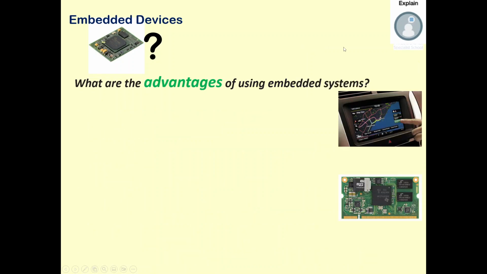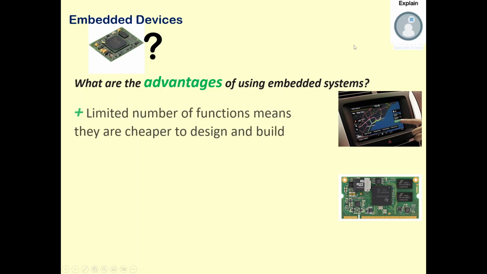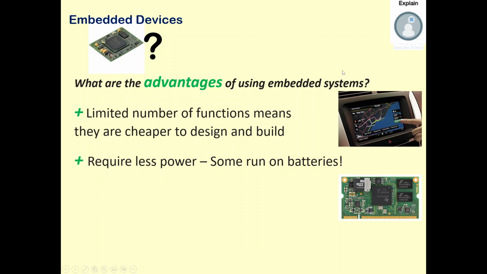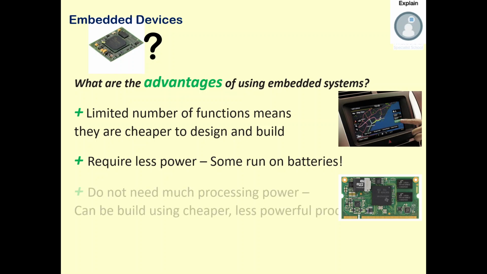What are the main advantages of using an embedded system? Well, because they have got a limited number of functions, they are cheaper to design and build. They require less power. Some even run on batteries. Things like smartwatches run on batteries. And they don't need much processing power, so you can use cheaper, less powerful processors in making them.